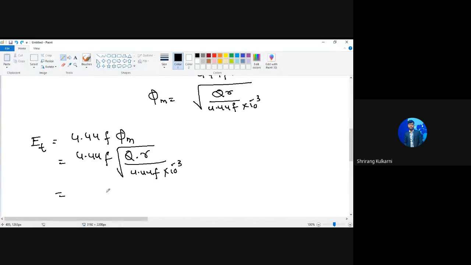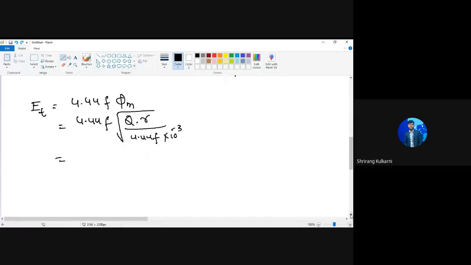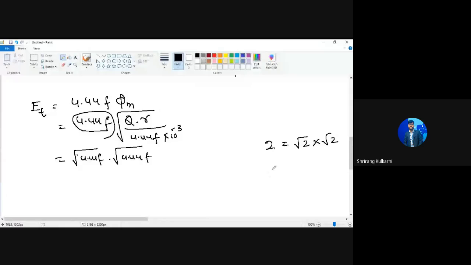Just I am solving the equation. That's it. Whatever 4.44 we have, can you write like this? Under root 4.44 f into under root 4.44 f. For example, if you have 2 here, we can write 2 like this: root 2 into root 2. Like this also we can write. Similar to that, I am writing this one. Whatever 4.44 f we have, I am writing like this: under root 4.44 f into under root 4.44 f.